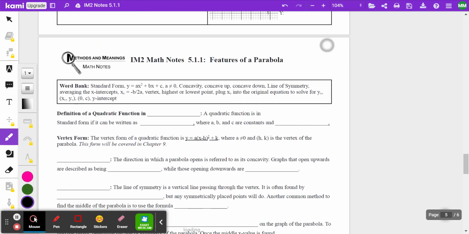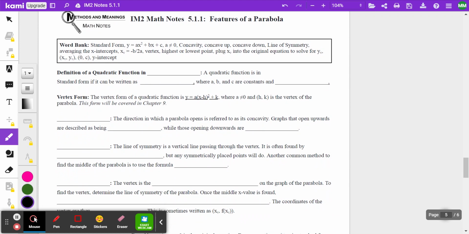Before I do the presentations, I want to go over some math notes. This is math notes, 5.1.1 features of a parabola. Okay, definition of a quadratic function in standard form. A function is in standard form if it can be written as y equals ax squared plus bx plus c, where a, b, and c are constants and a does not equal 0.